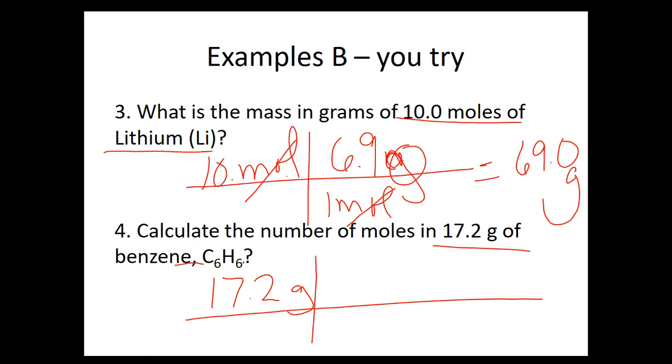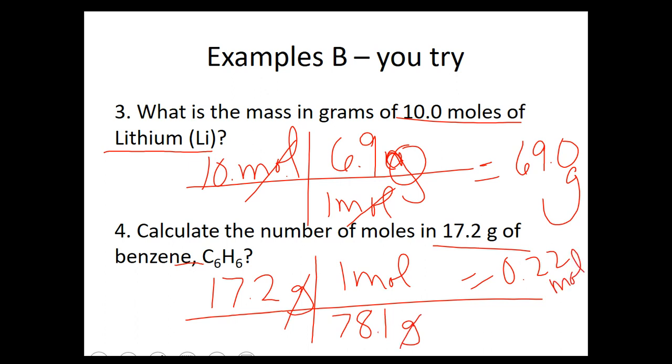There are 6 carbons, there's 6 hydrogens. You add those up and you get 78.1 grams, and on top goes 1 mole. It's always 1 mole. And so now because that number's on the bottom, we can divide, and I say 17.2 divided by 78.1, and I get an answer of 0.22, and my grams canceled, so I'm left with mole.